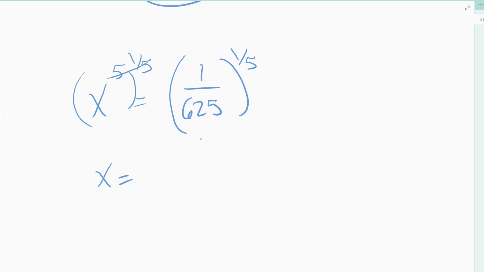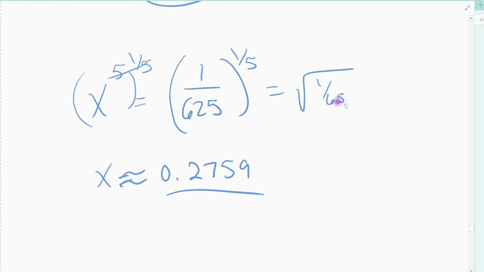Actually, this one doesn't come out to a nice fraction, so it's just approximately negative 0.2759 if I round to 4 decimals. So that one doesn't come out real nice and pretty. It's exactly the 5th root of 1/625, or the decimal approximation, 0.2759. Alright, so those are some simple cases.